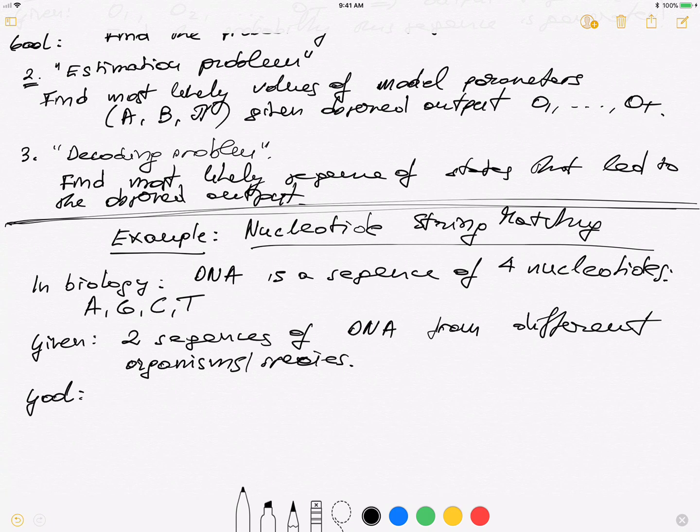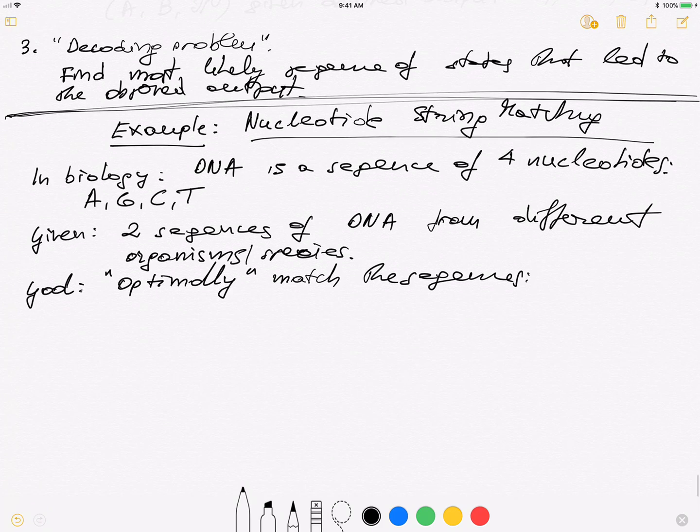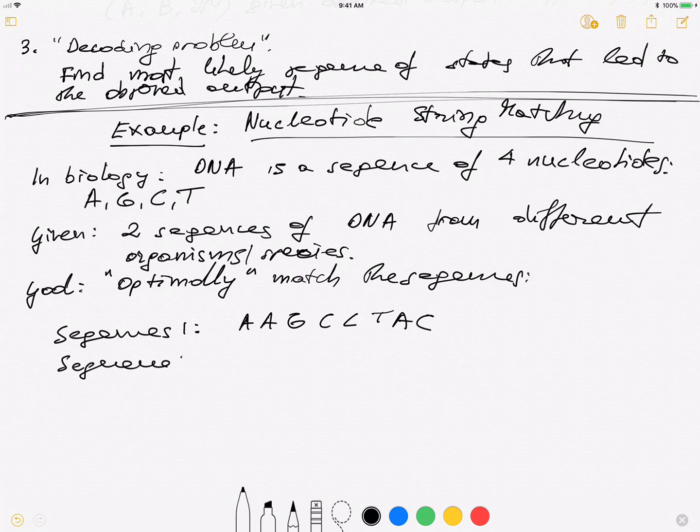Goal would be to optimally match these 2 sequences. Before we define what optimally means, say we are given these 2 strings. So it's one sequence, could be A, G, C, C, T, A, C. And the second sequence could be A, G, T, C, T, A, C, C.